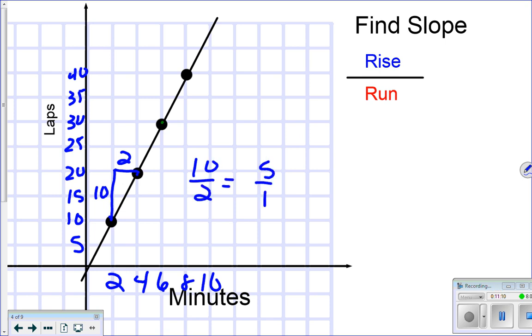Now listen, when you have slope, you can't say it's just 5. You have to keep slope in the fraction form. Because if I ask you what that means, you need to be able to tell me, well, for every 1 minute, you go 5 laps. You have to keep that 1 there to help you determine what that slope means. Okay? Questions? Are we getting it?